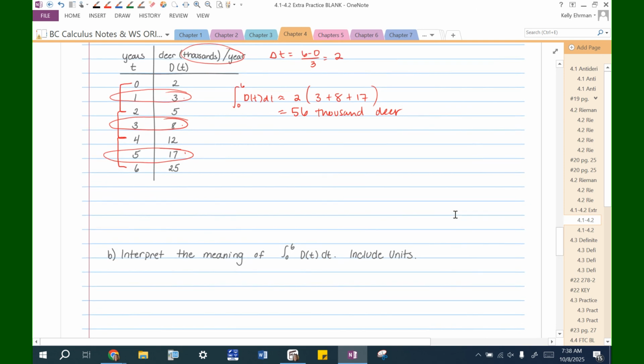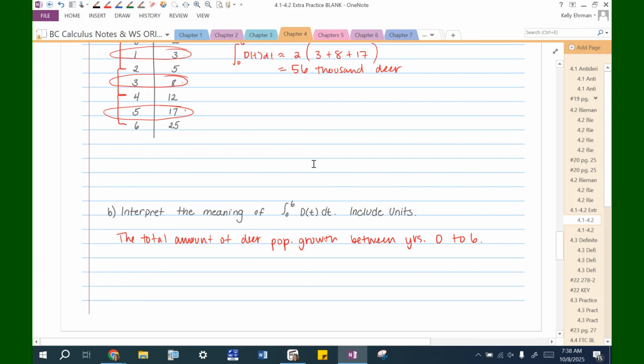So here we go. When you multiply deer per year times years, you're going to get the total amount of, I guess I'll call it deer growth, deer population growth, between years 0 to 6, or you could say in the first 6 years. The population grew by 56,000 deer.